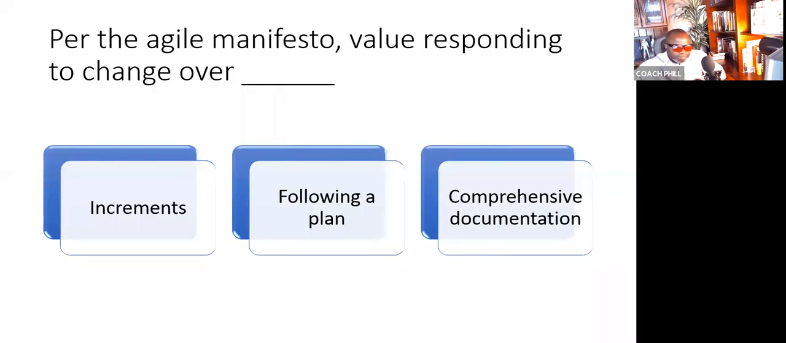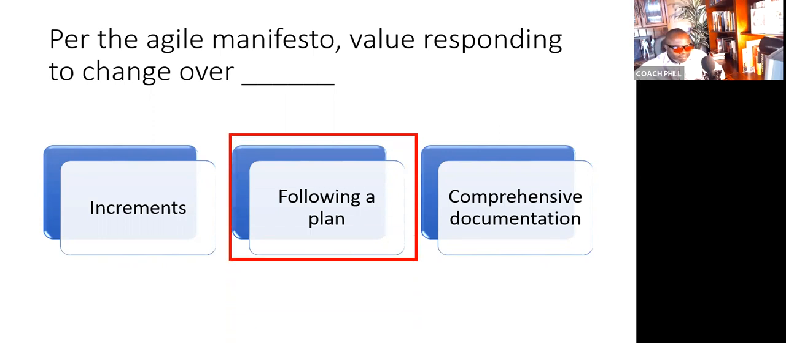Here's your next question. Per the Agile Manifesto, value responding to change over what? The answer is following a plan. Responding to change over following a plan.